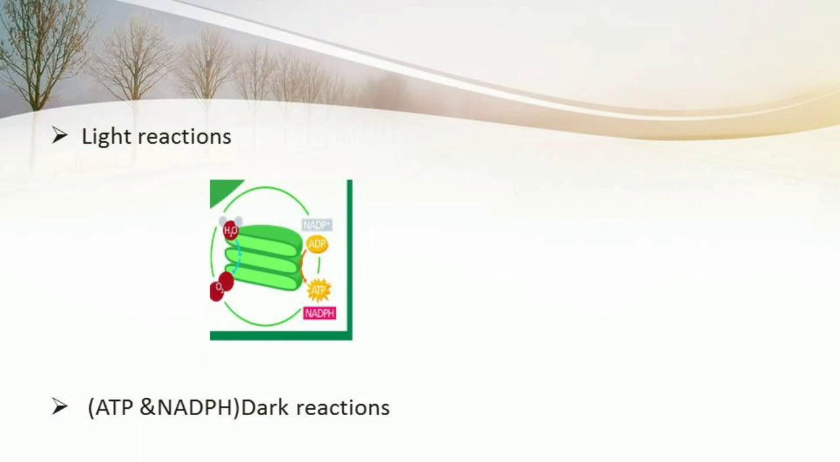So in grana, the reactions are directly light driven. These are called light reactions, which take place in thylakoids. In stroma, the reactions are not directly driven by light, but they are dependent on the products of light reactions, that is ATP and NADPH. So they are called dark reactions. So light reactions take place in thylakoids, that is in grana, and dark reactions take place in stroma.